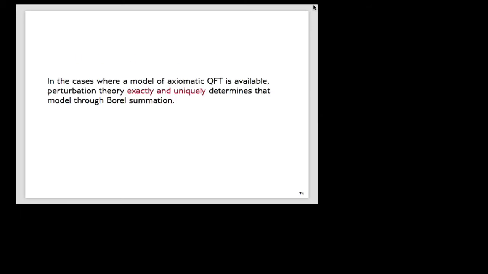And what I've argued is that in those cases where a model of axiomatic quantum field theory is available, the models of axiomatic field theory that we have, the perturbative treatment of the theory exactly and uniquely determines that model through this process of Borel summation. They really share a common structure for these models.